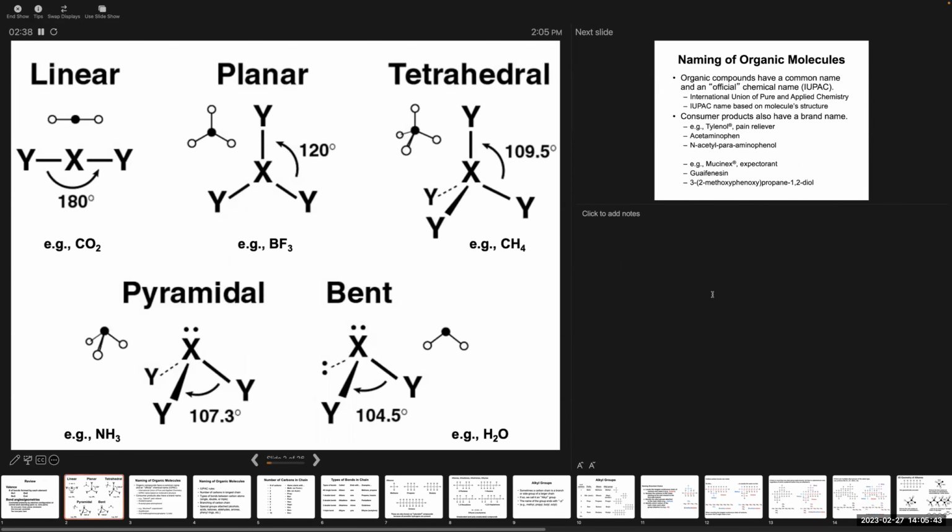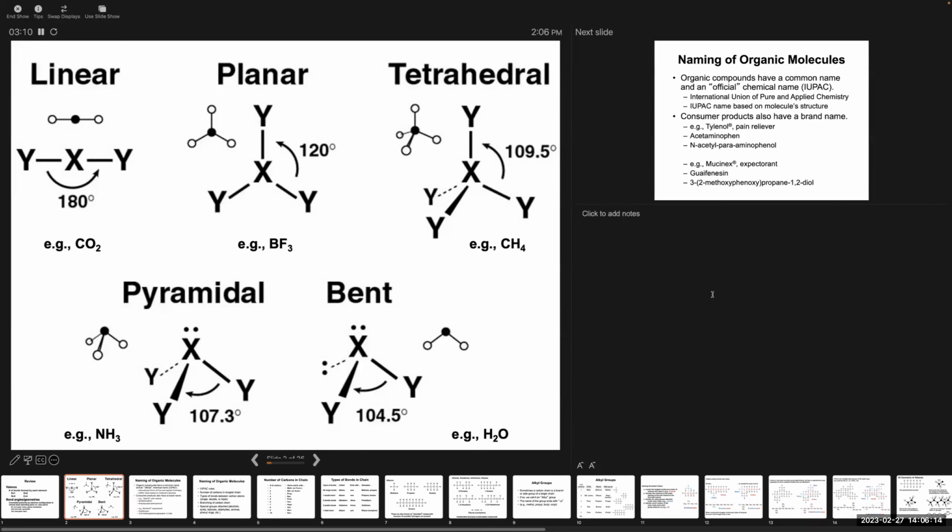So at the top, you have 3 different configurations where there are no lone pairs on the central atom. The things labeled Y, which are bonded to that central atom, they're trying to get as far apart from one another as they possibly can, because the bonding pairs of electrons are repelling one another. So in a linear arrangement, you end up with a straight line where the 2 other atoms bonded to the central atom form an angle of 180 degrees.